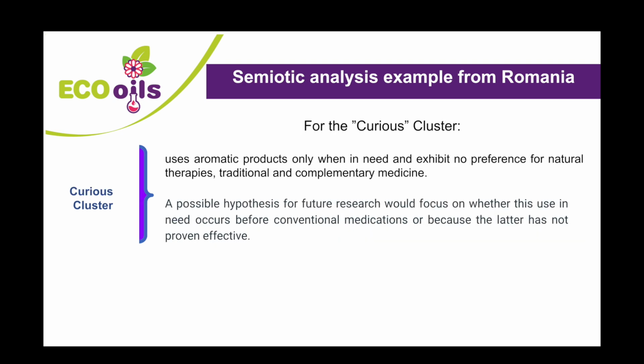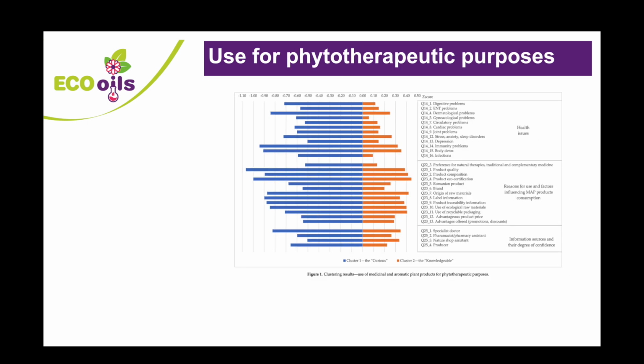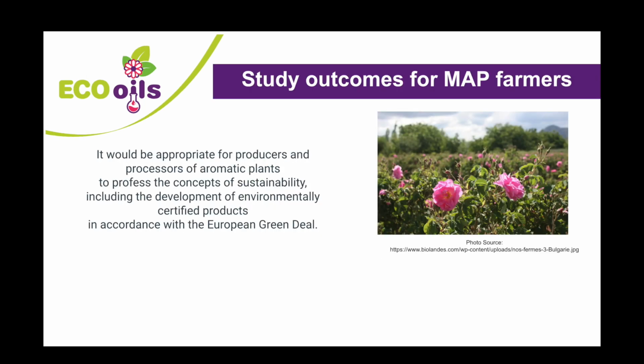On the other hand, the other cluster, the curious, use aromatic products only when in need and exhibit no preference for natural therapies, traditional, or complementary medicine. A possible hypothesis for future research will focus on whether this use in need occurs before conventional medications or because the latter has not proven effective. You can see here more about these research data distinguished on the purpose of usage, for cosmetic and personal care and for phytotherapeutic purposes. Main study outcomes for farmers.